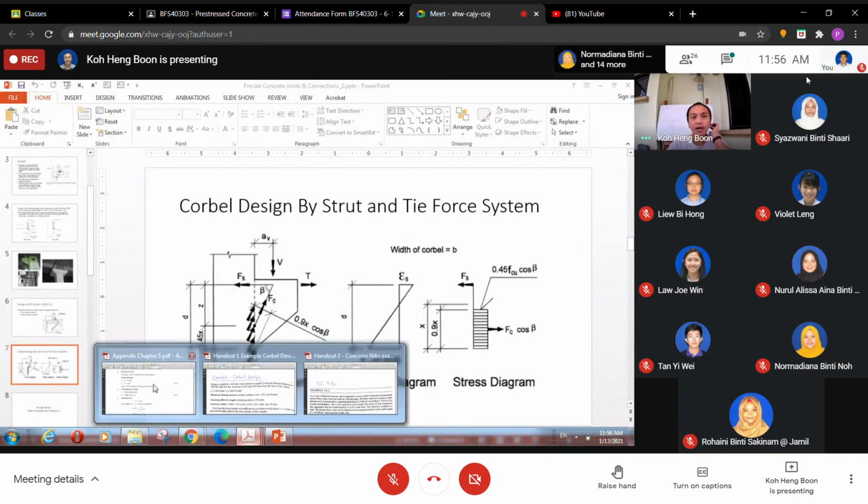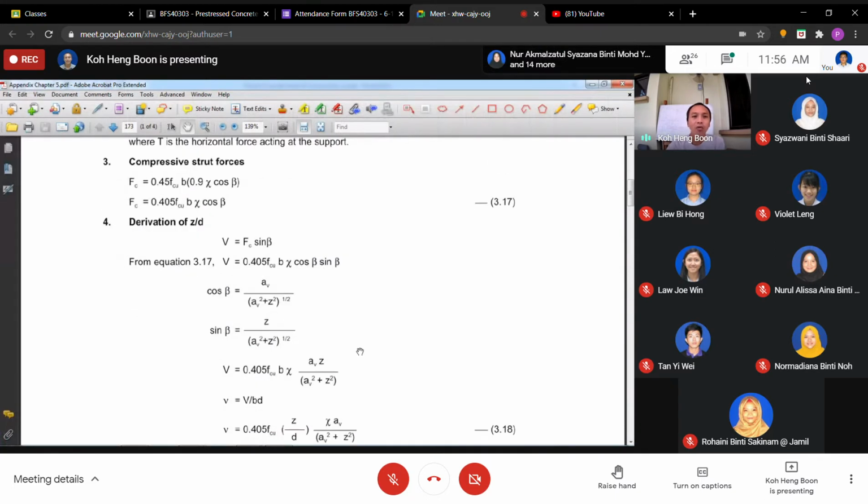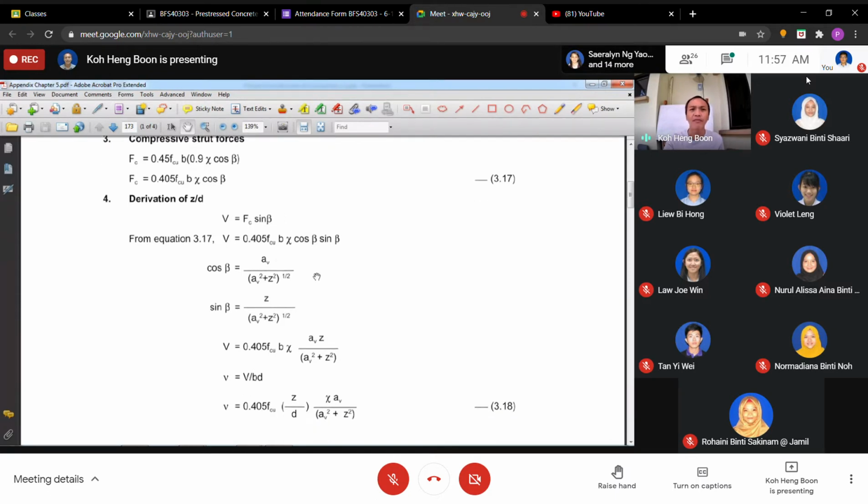So from here we can substitute to get FC as a force. After this, what we don't know is X. It's like in beam design: we have the dimension already, but we don't know where the cutting point between compression and tension is, so we have to calculate it. Based on both equations, they are trying to derive Z over D. So here you can look at the derivation.